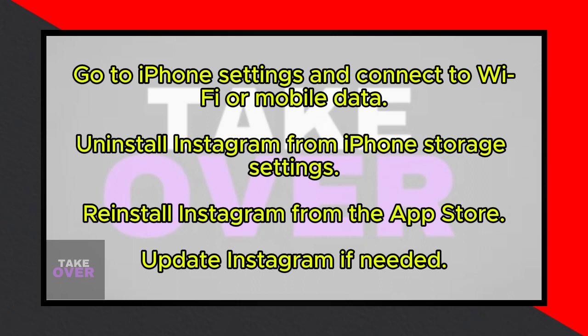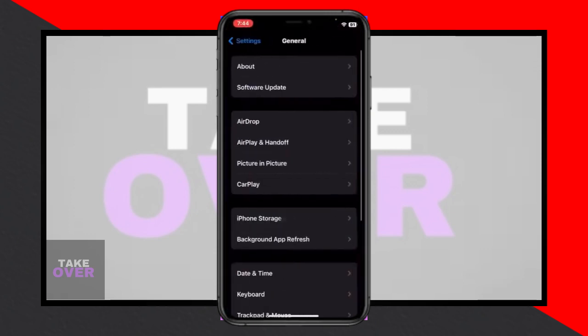Start by navigating back to your device's home screen, then head to the settings on your iPhone. Once there, find and tap on Wi-Fi to ensure your device is securely connected to the internet, whether through Wi-Fi or mobile data. Next, let's tackle the Instagram app directly.